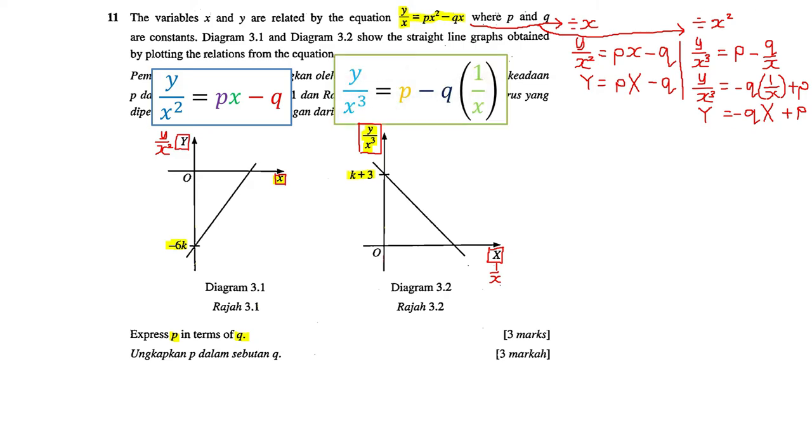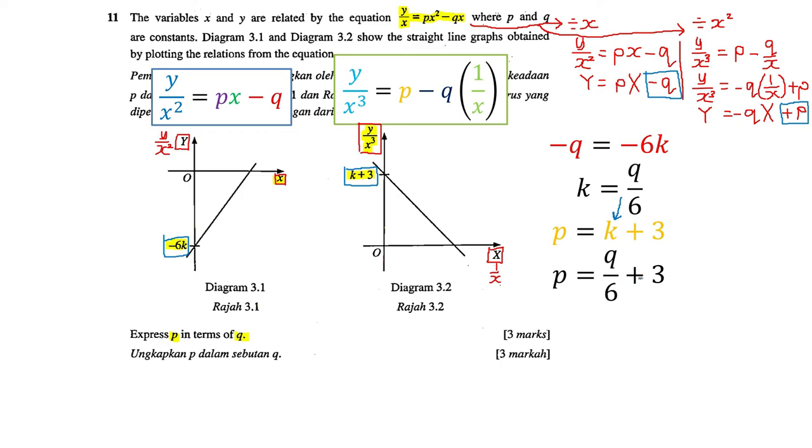If you look at the first graph, we know the y-intercept, which is negative 6k. And if you refer back to the first linear form, the y-intercept is negative q. That is the first thing we can compare, right? Negative q is equal to negative 6k. If you look at the second linear form, the y-intercept here is p, and from the graph it is k plus 3. We can also compare. The answer does not want the k, so we let k be the subject so that we can substitute later on. p is equal to k plus 3. So now we replace the k with q over 6. Then we get p equals to q over 6 plus 3.